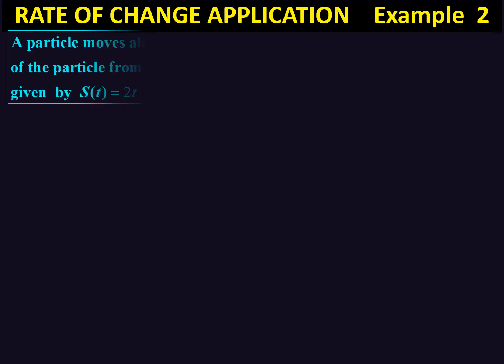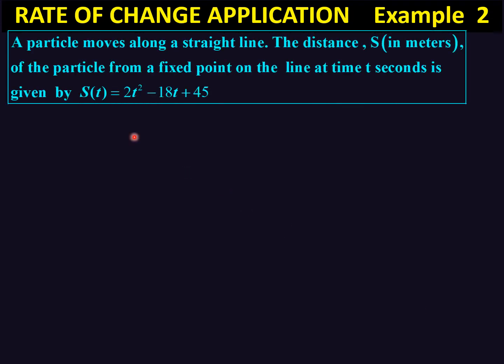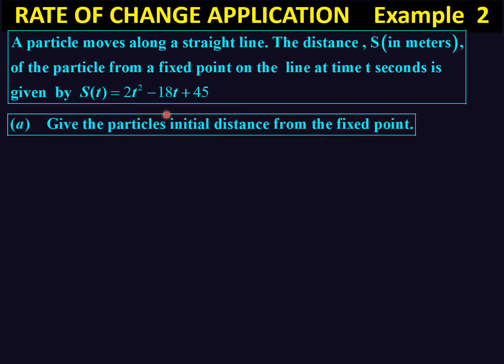Let's take a second example. A particle, an object, moves along a straight line. The distance s in meters of the particle from a fixed point on the line at time t seconds is given by, so t is the time in seconds. Let's see the question here. Give the particle's initial distance from the fixed point.